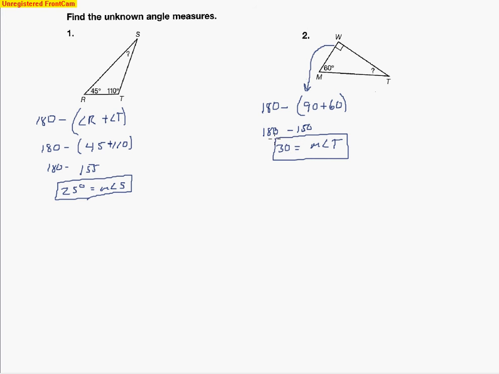So those are the types of problems that you're going to see on this skill. Good luck.